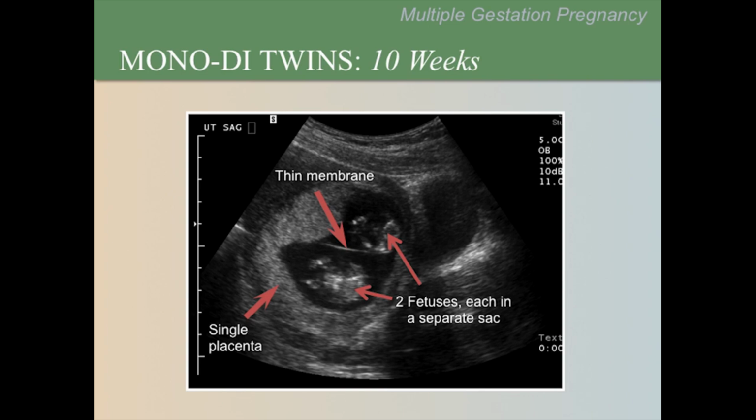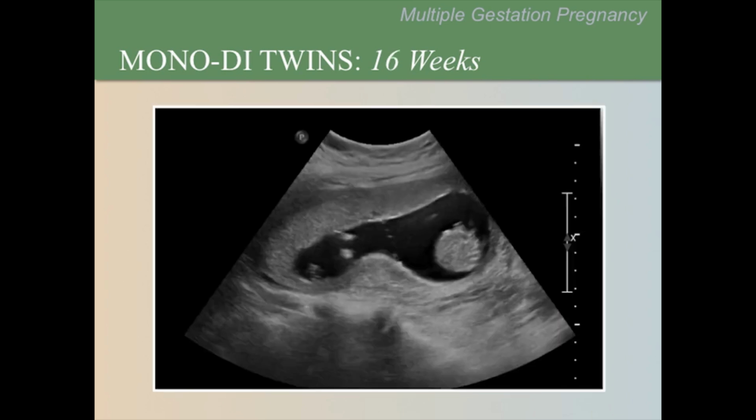Only a single placenta is visible. The dividing membrane appears quite thin. Later in pregnancy, the membrane is more difficult to see. Do you see the membrane in this image? Here we have labeled the membrane to make it more obvious.